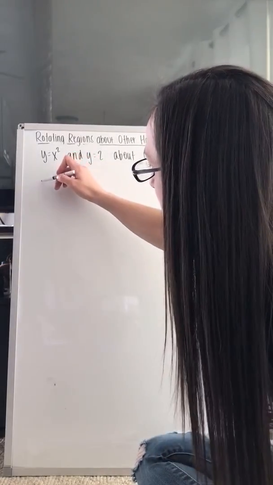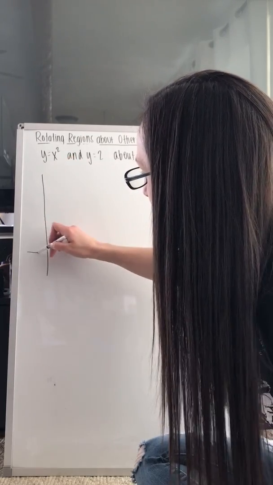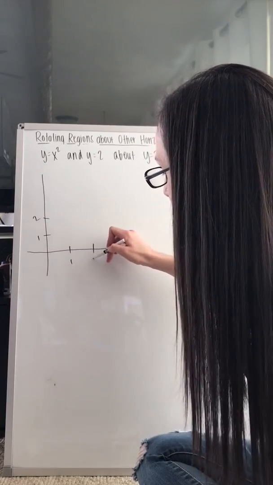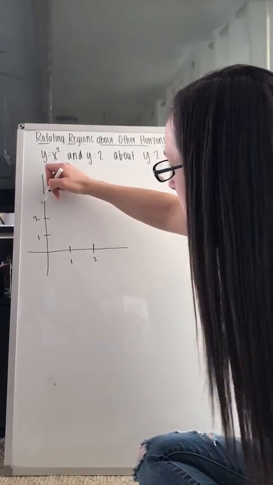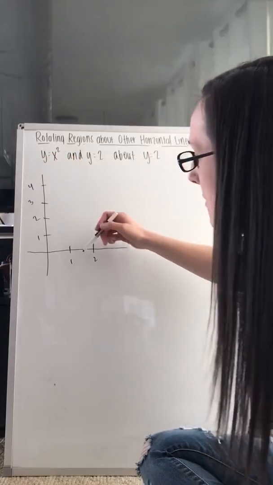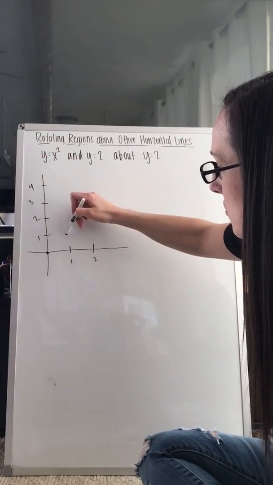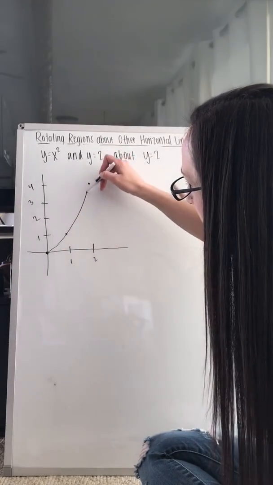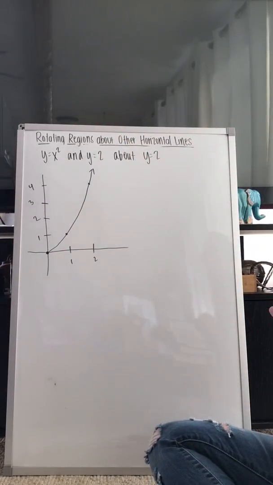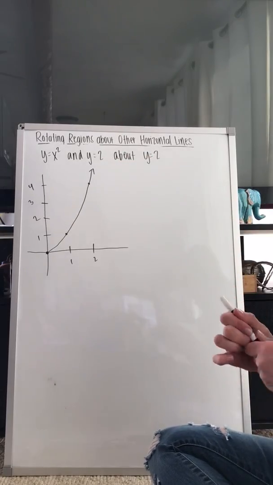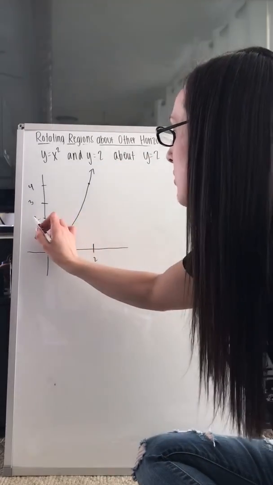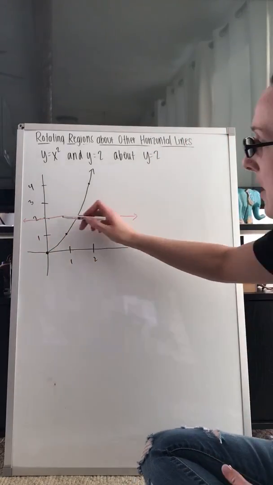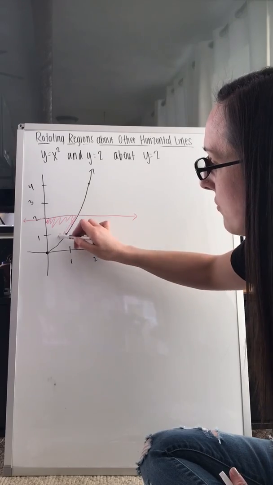So I'll make myself a quick little sketch here. So, all right, a couple more tick marks up here. So x squared, so 1 squared is 1, 2 squared is 4. So this is what my y is equal to x squared curve is going to look like. And this time I'm bounded by the line y is equal to 2. So I'll go ahead and draw in that line. And this is going to end up being the region that we want to revolve.